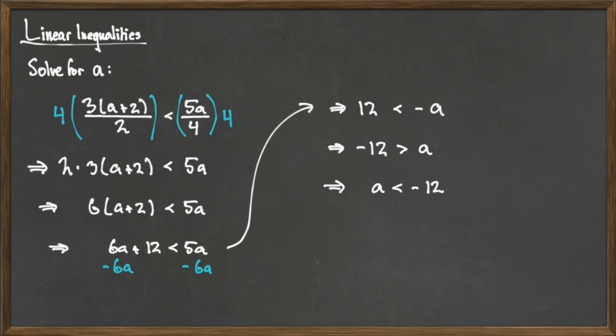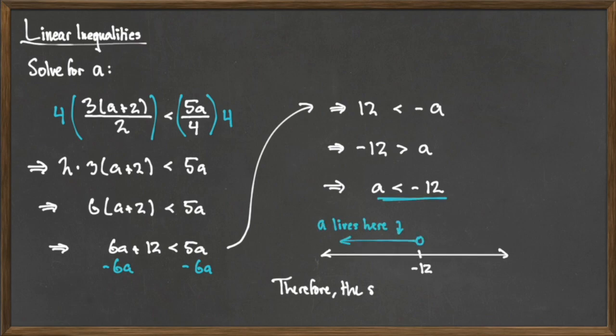Note that I have not actually flipped an inequality. I've mirrored the entire expression. Notice that on both the second to last and the last line, a is still the lesser of two quantities. It's just more conventional and easier to read and to draw on a number line when you have your variable on the left-hand side. To sketch this on a number line, I'm going to put an open circle above negative 12 because I have a strict inequality, and since a is less than negative 12, I'm going to point the arrow to the left. Therefore, I have a solution set of negative infinity to negative 12, where 12 is not included.